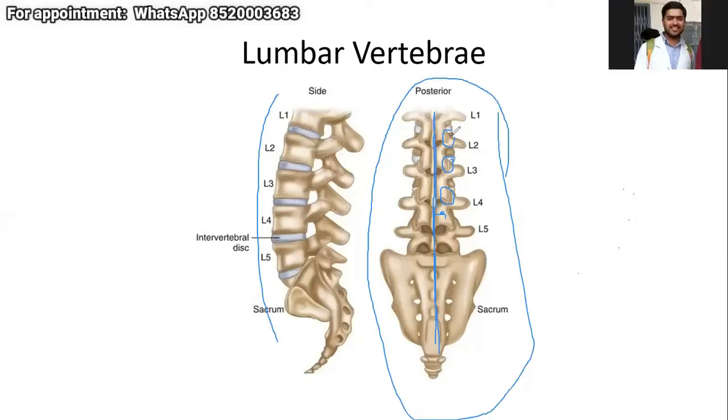Yes, sir. So if you palpate the normal facet joints, is it painful? No, sir. If we palpate a joint which is inflamed, then it is painful. Usually the patient will be able to localize that my pain is coming from this point.